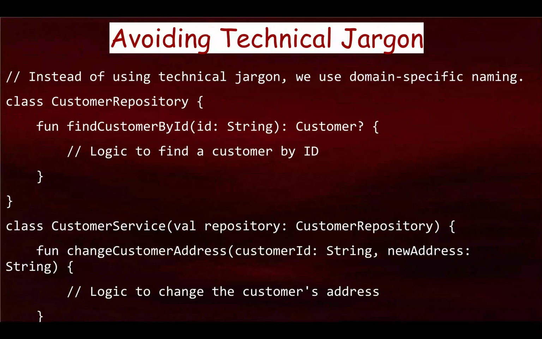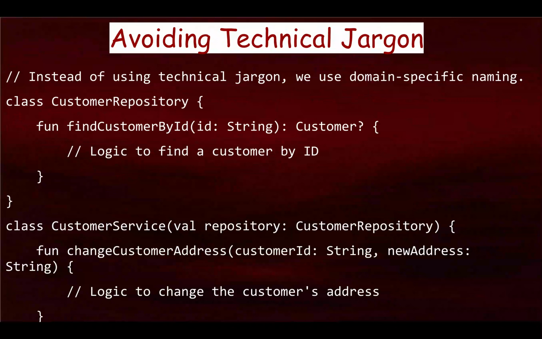Finally, you must avoid technical jargon. So instead of using technical jargon, you must use domain-specific naming. So we have a class, customer repository. So under the repository, you can find a customer by ID. So it's supposed to have other methods like find customer by email, find customer by first name, find customer by last name. So they are very descriptive and they align with the domain that you are using it.